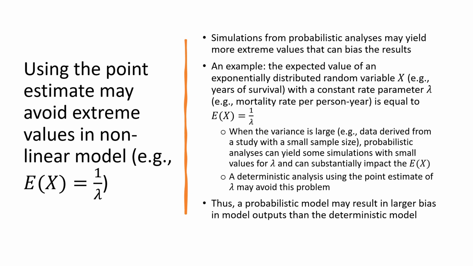Simulations from probabilistic analyses may yield more extreme values that can bias the results in nonlinear models. For example, the expected value of an exponentially distributed random variable x, years of survival, with a constant rate parameter lambda, mortality rate per person year, is equal to the multiplicative inverse of lambda. When the variance is large, with data derived from a study with a small sample size, probabilistic analyses can yield some simulations with small values for lambda and can substantially impact the expected value of x. A deterministic analysis using the point estimate of lambda may avoid this problem. Thus, a probabilistic model may result in larger bias in model outputs than the deterministic model.